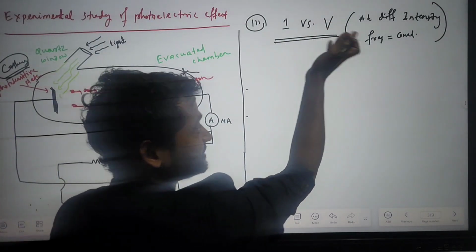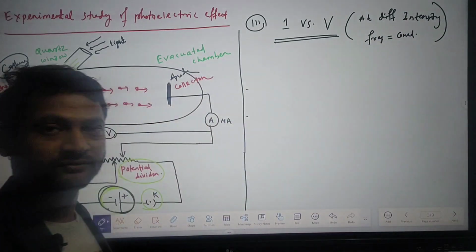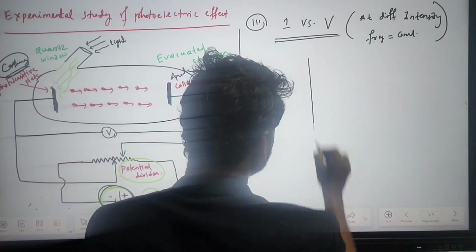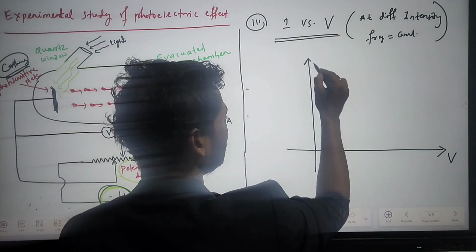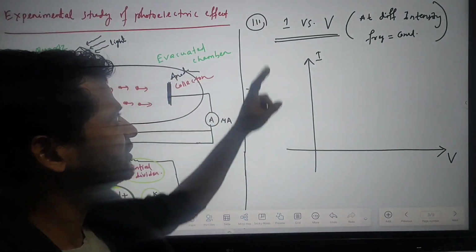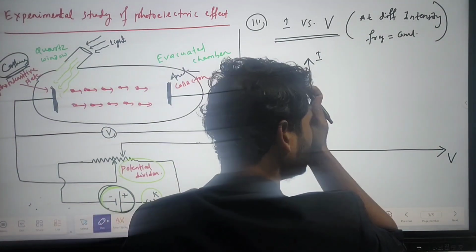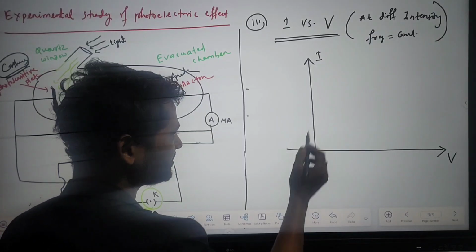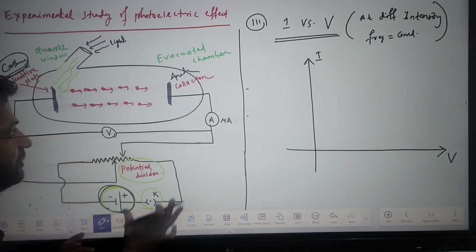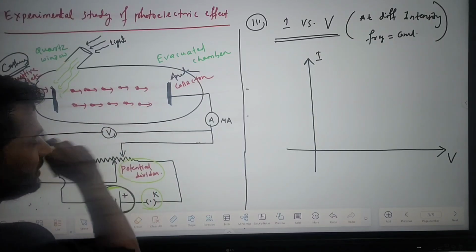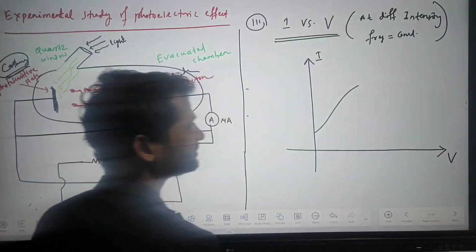Okay. Then the fourth graph is at different frequency and constant intensity. So let us first check this. Here I have taken anode potential on the x-axis and photocurrent on the y-axis because we need to plot this graph. But the condition is different intensity and constant frequency. So now it was found that when anode potential increases, then flow of electrons will be faster, then photocurrent will increase. Photocurrent will increase like this.